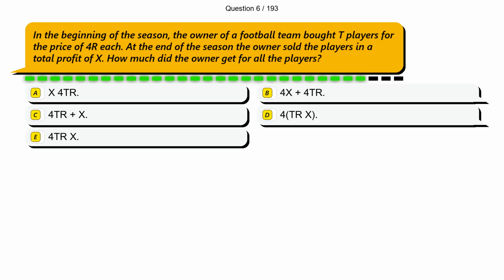Question 6. In the beginning of the season, the owner of a football team bought T players for the price of 4R each. At the end of the season the owner sold the players for a total profit of X. How much did the owner get for all the players?